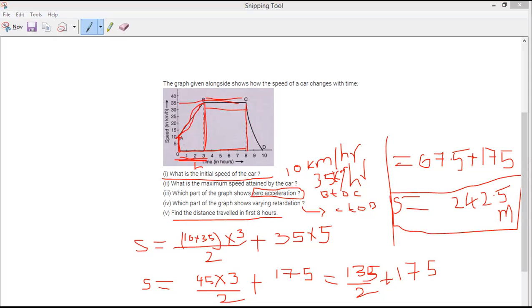Clear, Pradosh? Yes, sir. Clear, sir. Once it is completed, you can tell me. Completed, sir.